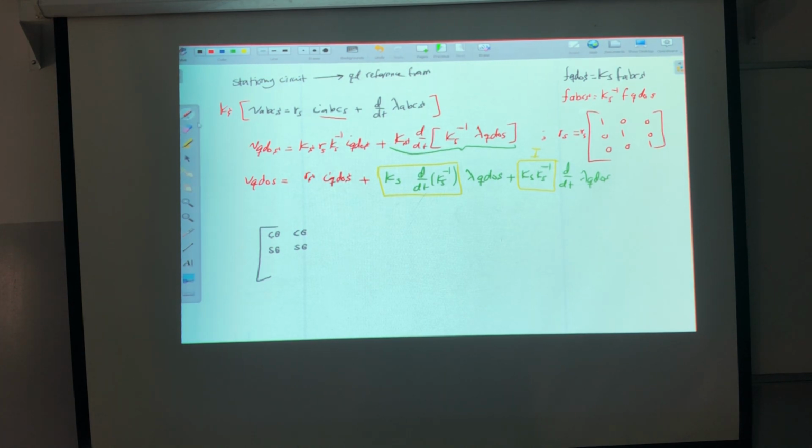So K_S is cosine theta 1 and cosine theta 2, sine theta 1, sine theta 2, and the 1, the 1, and the 1. Yeah? Good? Okay. This K_S in this. There's a 2 over 3. High K_S. You need the K_S.